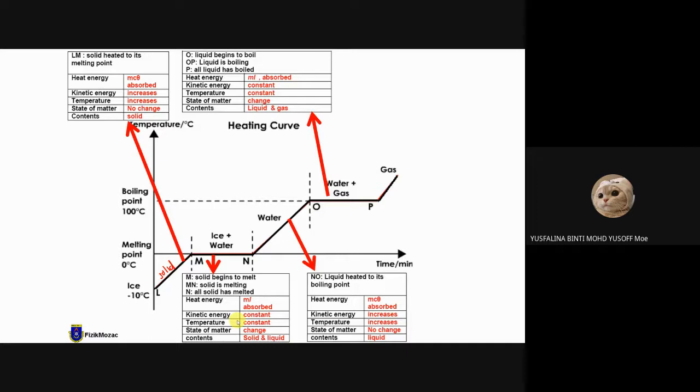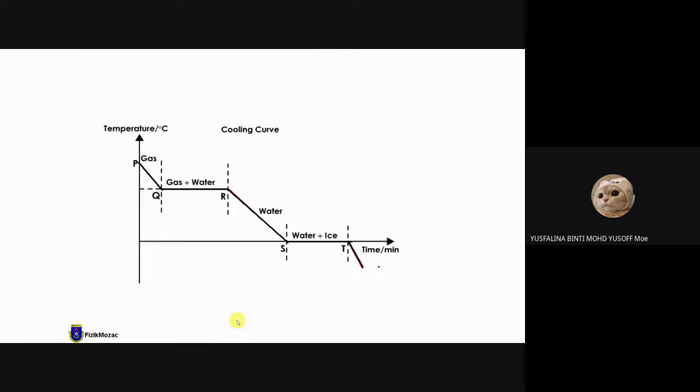But for this one, remember the energy is used to break up the bond, and another thing is to work against the atmospheric pressure. So it can move freely around to the surrounding because now it has changed to gas. And the last one, the gas, is the specific heat capacity. You can see an increase in temperature and also kinetic energy, but there is no change of state there, so it should be specific heat capacity. And the content is only gas. Okay, that is the heating curve.